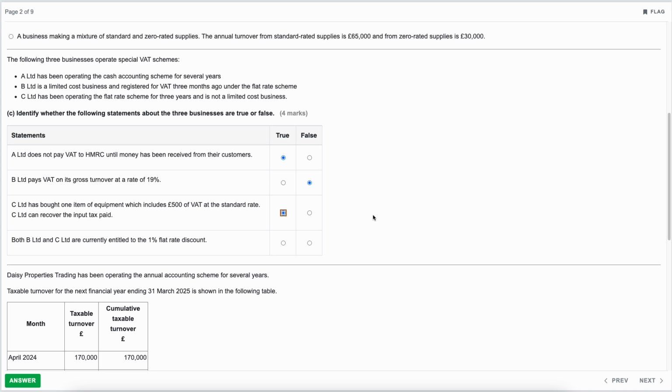Now, the last statement: both B Limited and C Limited are currently entitled to the 1% flat rate discount. You get a 1% discount for the flat rate scheme in your first year of registration. B Limited registered for this scheme 3 months ago, so they would be entitled to the 1% flat rate discount. However, it states for C Limited that they registered 3 years ago, so they would not be entitled to the 1% discount. So that statement would be false.